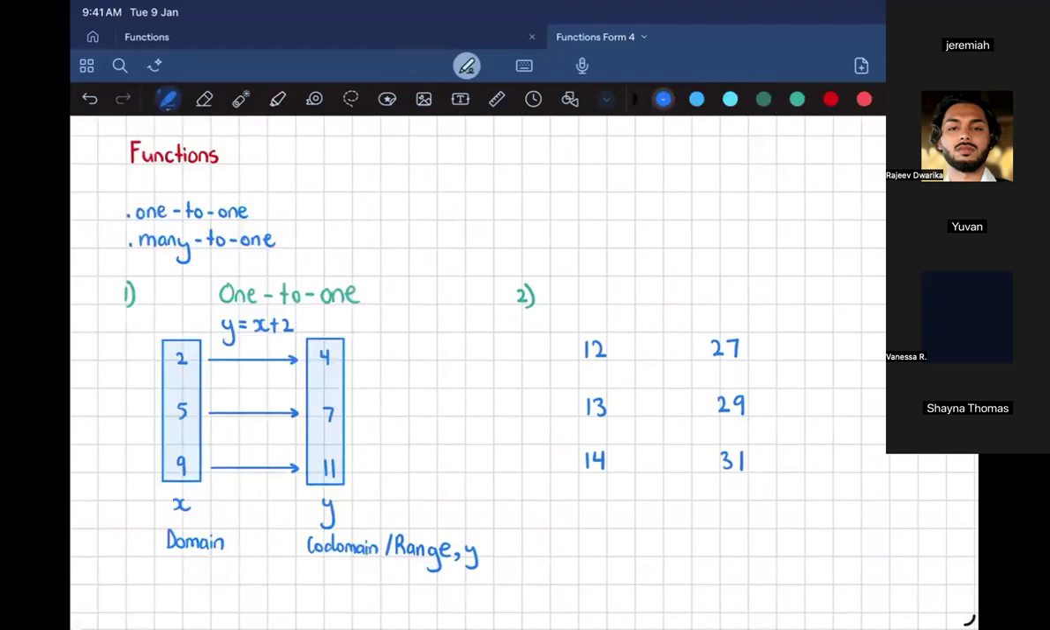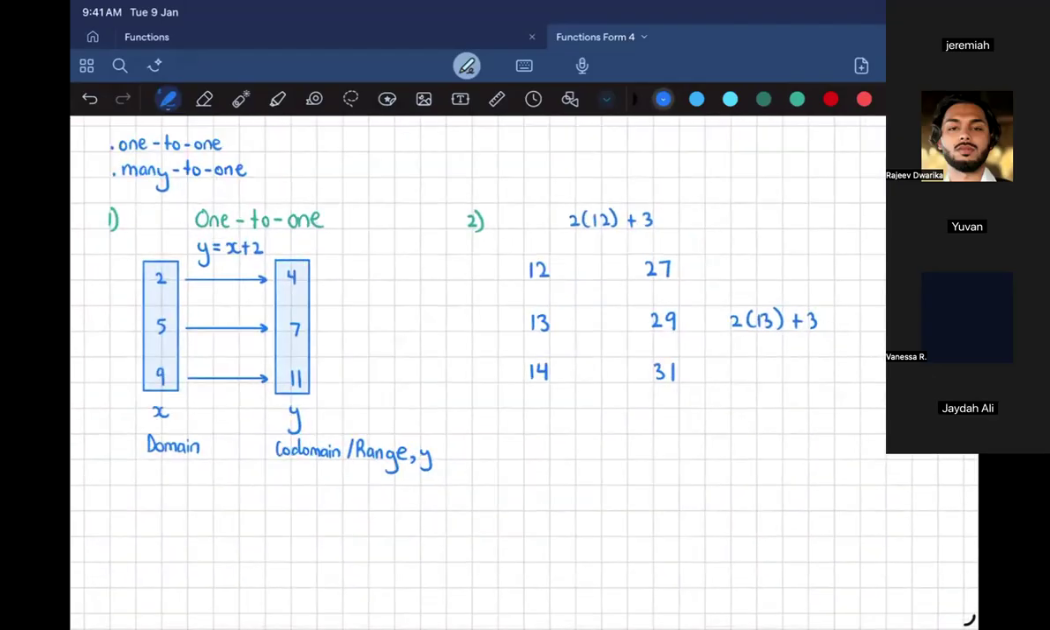So, Vanessa, you are saying to get from 12 to 27, you have to do 2 by 12 plus 3. That's what you're saying? Okay, let's do it for 13. If we do it for 13, that would be 2 by 13, right? Plus 3. Where's 2 by 13? 26. 26 plus 3 is 29. Does it work out? Do we get the 29? We do, right? Let me try 14.